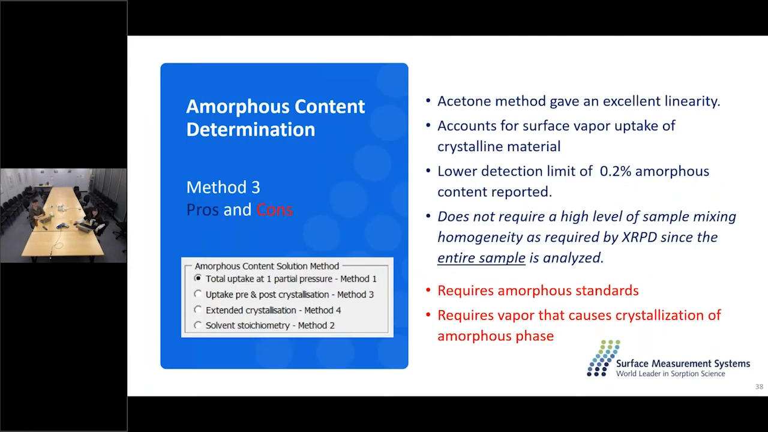The advantage of this method, inducing the crystallization and comparing the mass uptake before and after, is that it is more relevant and more accurate for low amorphous content inside the material. So we get really good reproducibility and sensitivity for those low amorphous contents, and we can determine as low as 0.2% amorphous content inside the material. But the requirement for this method is that we need standards with no amorphous content, and also a vapor that will induce the amorphous material to crystallize.